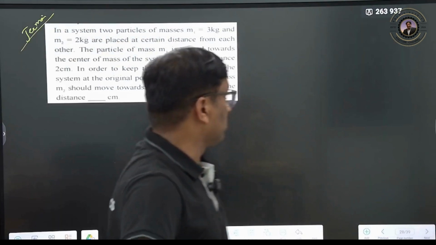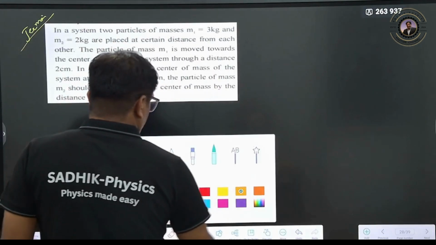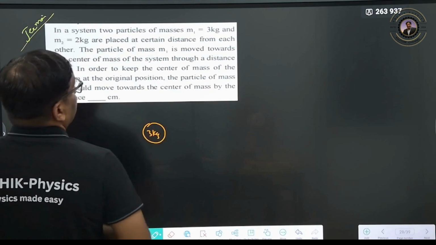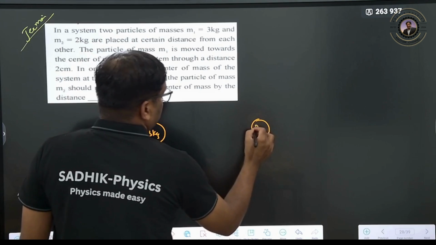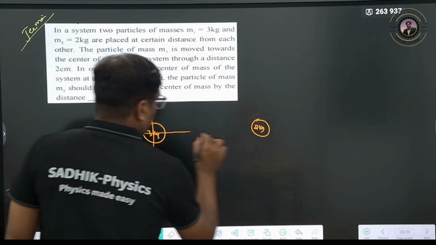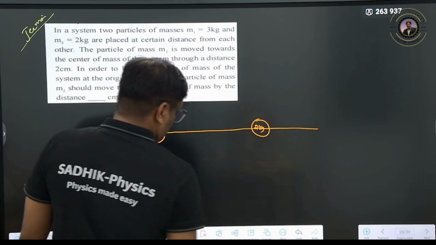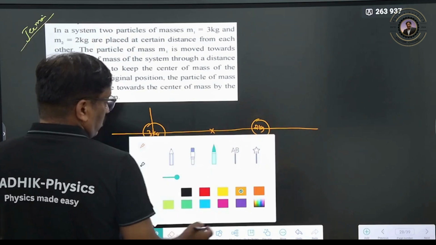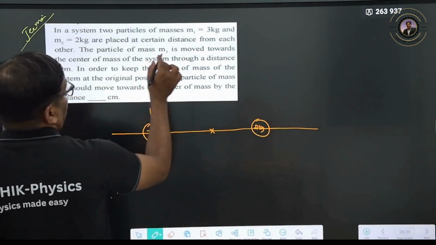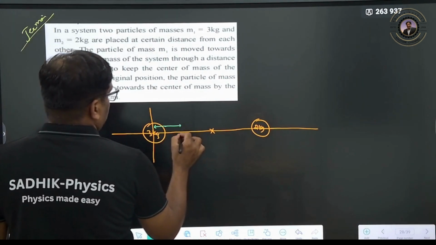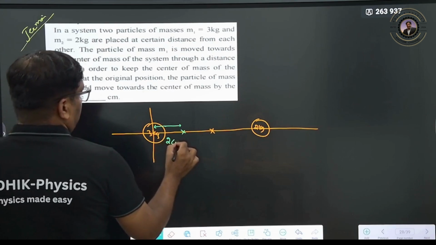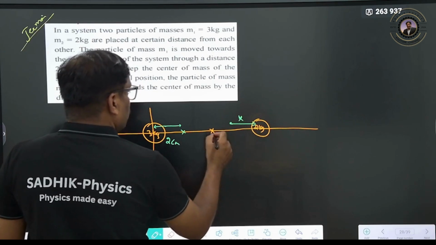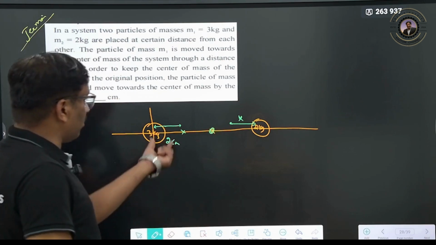So here we can solve this problem very easily. Suppose there is a 3 kg object here, this is your 3 kg, and here there is the 2 kg object. A certain distance is there, we don't know. Therefore there will be a center of mass, it lies here. Now what happened? This object, the particle of mass m1, is moved toward the center of mass. How much distance is it moved? 2 centimeter toward this side. So how much distance does the other one have to move, so that the center of mass stays the same? That means a shift has taken place.